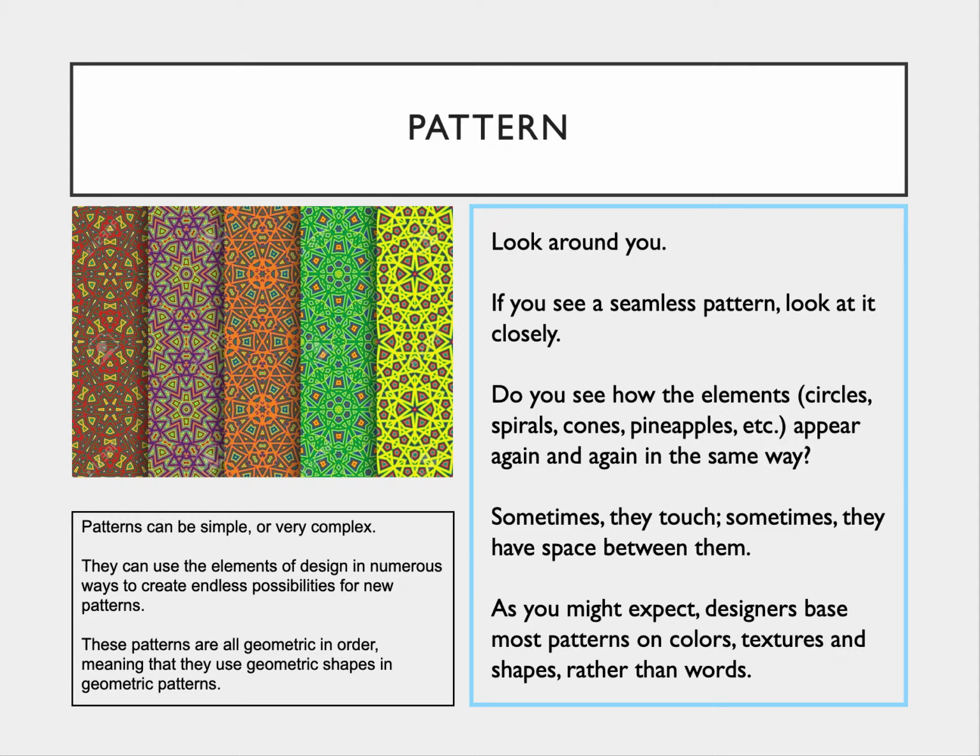So patterns can be very, very simple. It can be just like a repetition of squares, like a checker pattern, or they can be quite complex like we see here. And so you can create patterns in numerous ways. Patterns are a form of repetition. And so as you might expect, designers base most patterns on color, texture, and shape instead of things like words, because what we're working with are shapes, colors, right? The elements. Not that text can't be used.